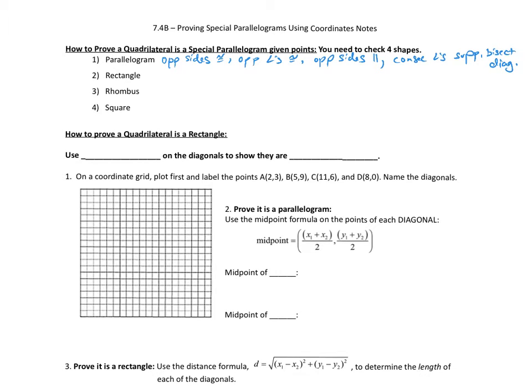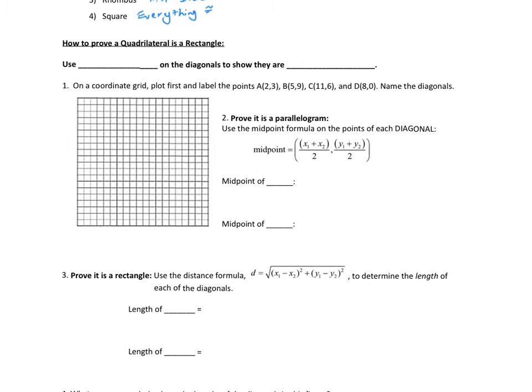Next are rectangles. You have to have the same rules as the parallelograms, but on top of that, all angles congruent. Our rhombus, all of our sides are congruent. And then a square is everything's congruent. Just everything is congruent: the sides, angles, diagonals, whatever.